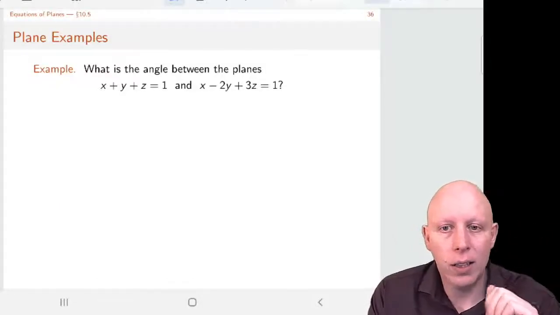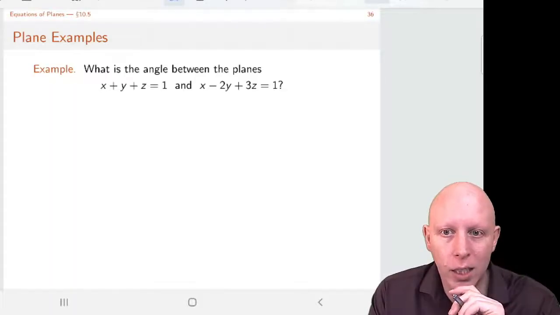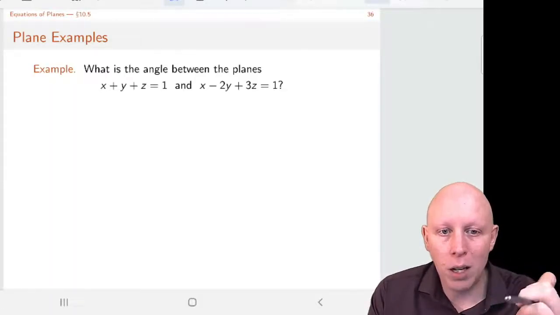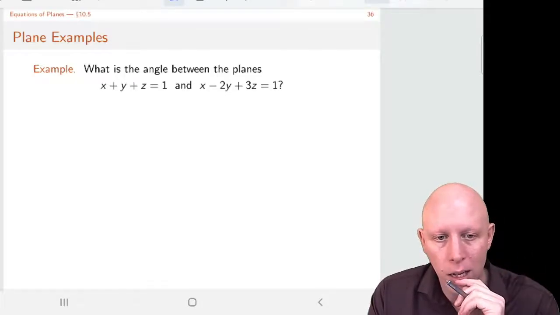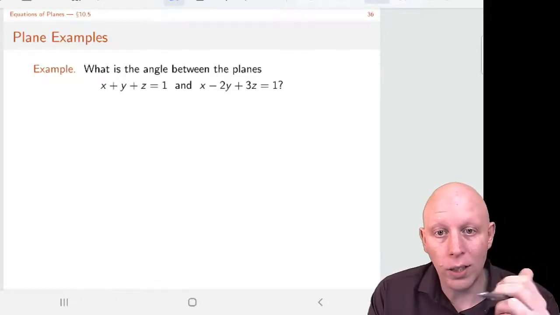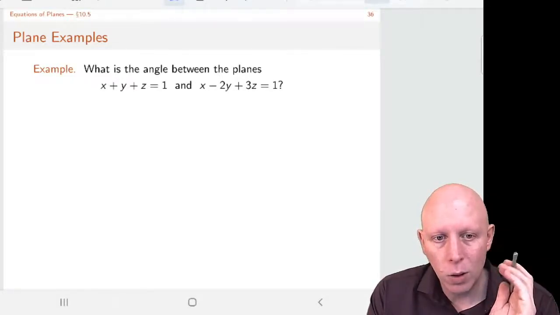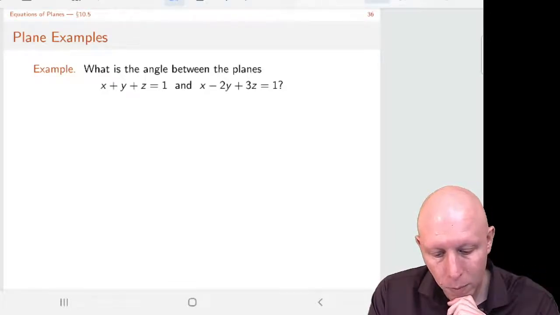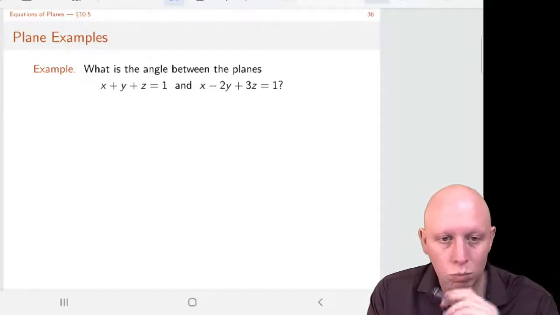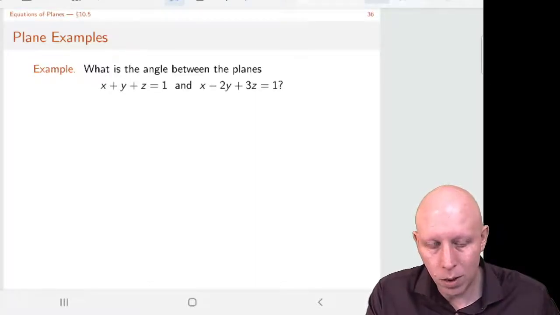Hi, welcome back. Last video we talked about the equation of a plane, and now we're going to apply the techniques that we've just been talking about with lines and planes to solve some questions involving lines and planes. Alright, first question. What is the angle between these given planes? Alright, so we could draw a picture of what these look like.